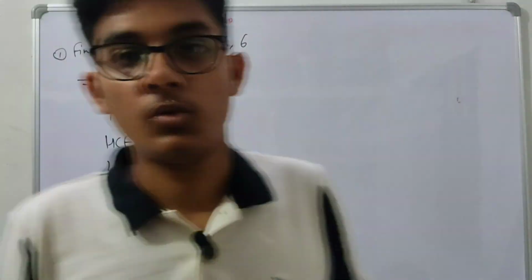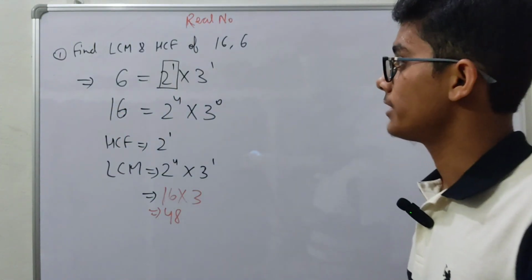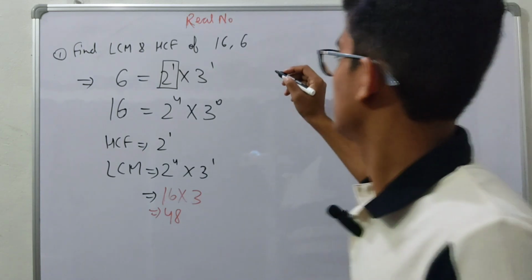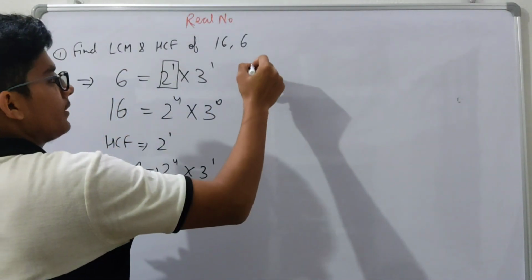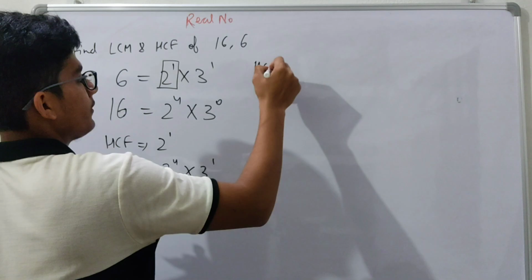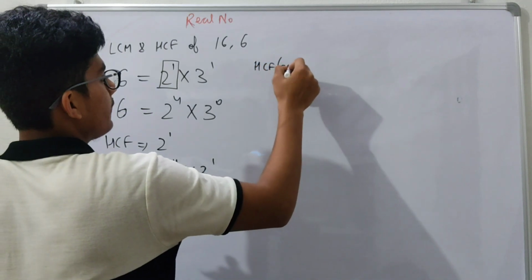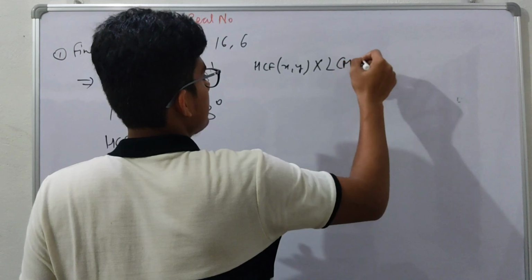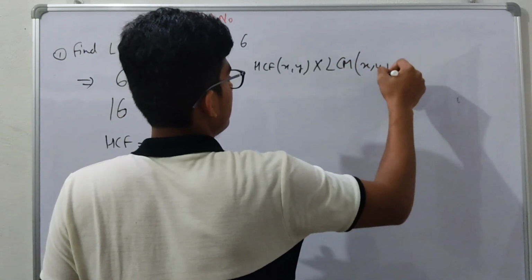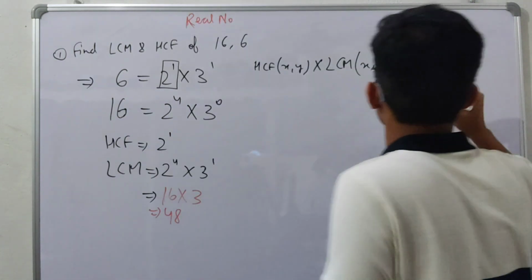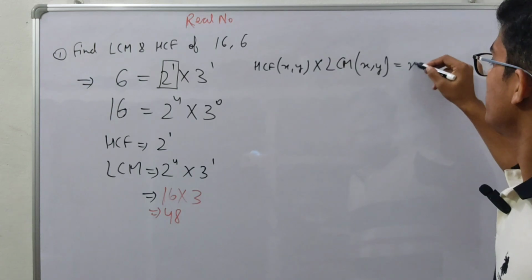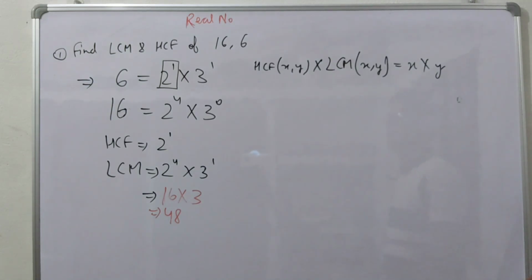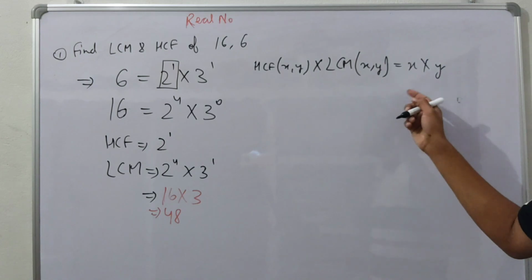Now there is a method to check whether your LCM and HCF are right or wrong. There is a rule that HCF of x and y times LCM of x and y is equal to the value of x times y. It will be equal to the multiplication of those numbers.